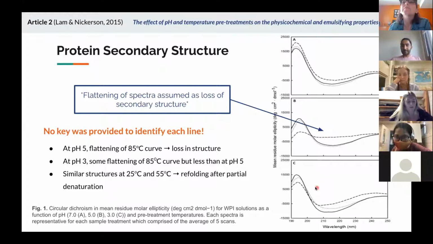And then overall, the surface charge at pH 3 and 7 help prevent changes in tertiary structure, resisting denaturation, allowing for refolding of proteins when brought back to room temperature after heating, whereas this 85 degrees C treatment left the protein nearly totally denatured.